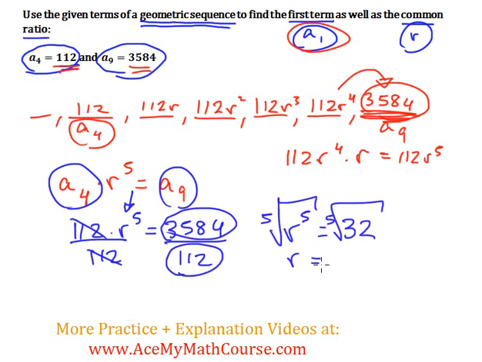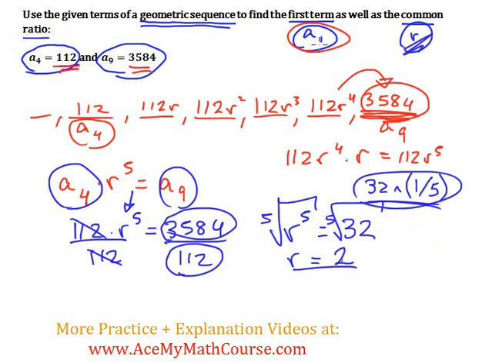A lot of people forget how to take the fifth root using a calculator. Usually, we have to do this, 32 to the power of 1 over 5. Many calculators are going to have to use that function. So we get 2. So we know the common ratio now, but we also want to find the first term.